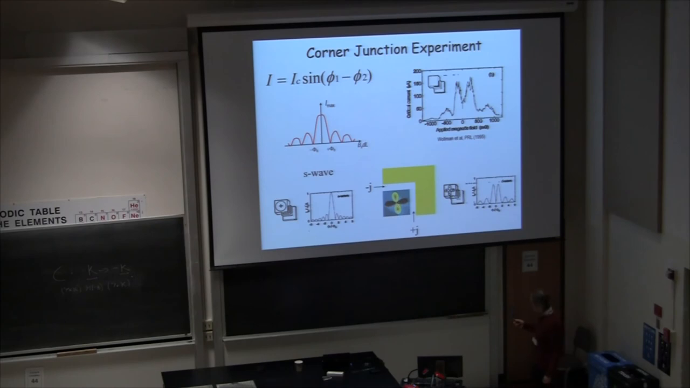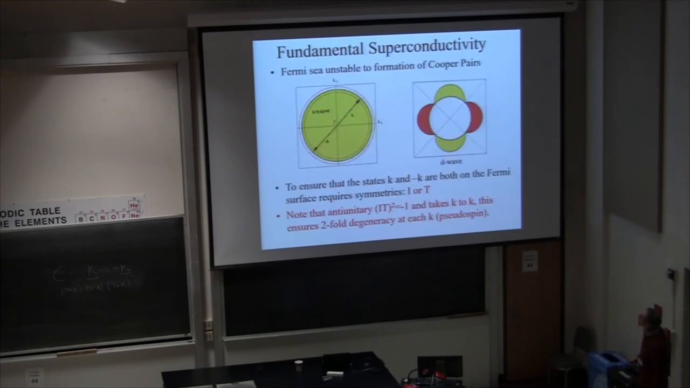Now this is a real space picture, and I want to now turn back to momentum space and go back to the origin of Cooper pairs a little bit more carefully and try to understand some more fundamental properties. Cooper showed that this Fermi sea is unstable to the formation of Cooper pairs. And there are some caveats in here. Implicitly, I have a fermion that sits on the Fermi surface that pairs with another fermion on the Fermi surface.